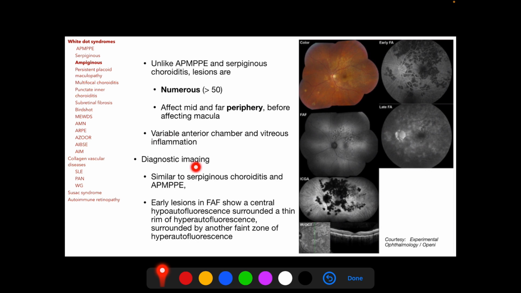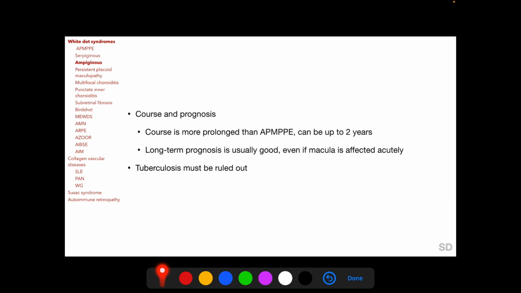Diagnostic imaging results are similar to serpiginous choroiditis and APMPPE, and on fundus autofluorescence, early lesions show a central hypoautofluorescence surrounded by a thin rim of hyperautofluorescence surrounded by another faint zone of hyperautofluorescence, and this is said to be a characteristic of Ampiginous choroiditis. Ampiginous choroiditis has a more prolonged course than APMPPE, and it can be up to 2 years, but the long-term prognosis is usually good even if macula is affected acutely. However, tuberculosis must be ruled out.